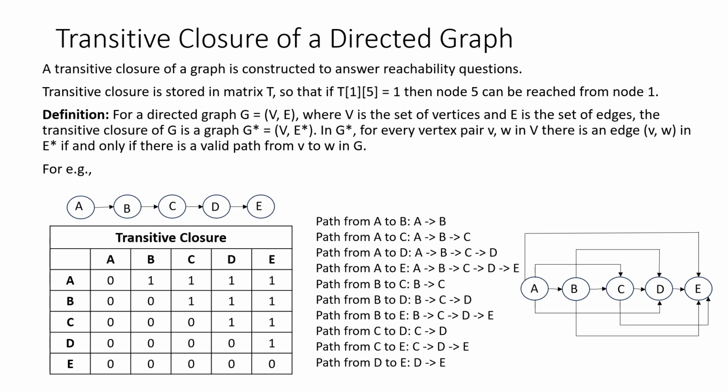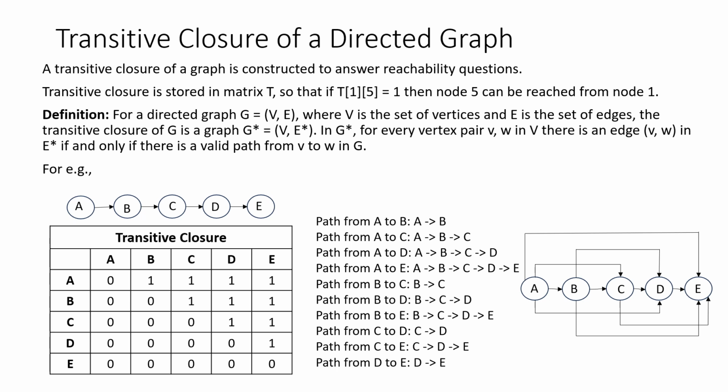Now A to D. Is there any path from A to D? Yes, there exists a path from A to D and the path is A to B, B to C and C to D. So the entry is 1. Now A to E. Is there any path from A to E? Yes, there exists a path from A to E and the path is A to B, B to C, C to D and D to E. So the entry is 1.